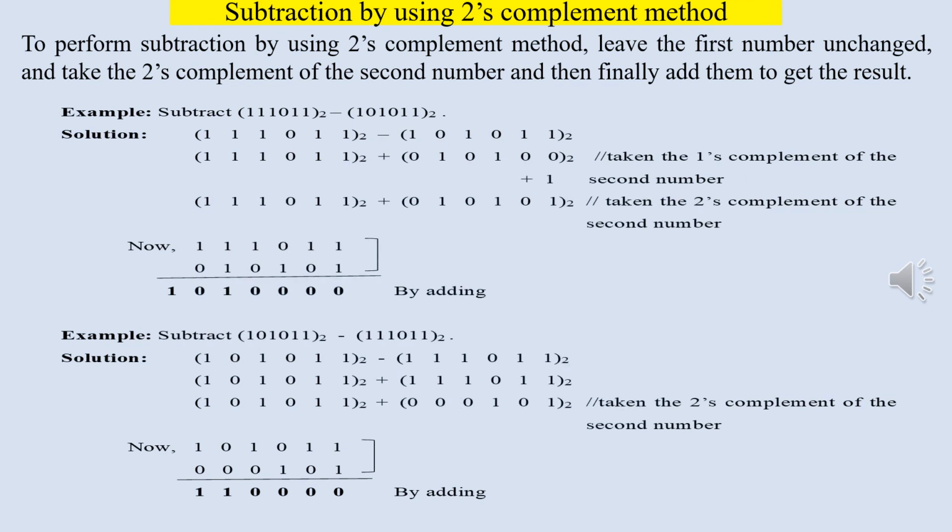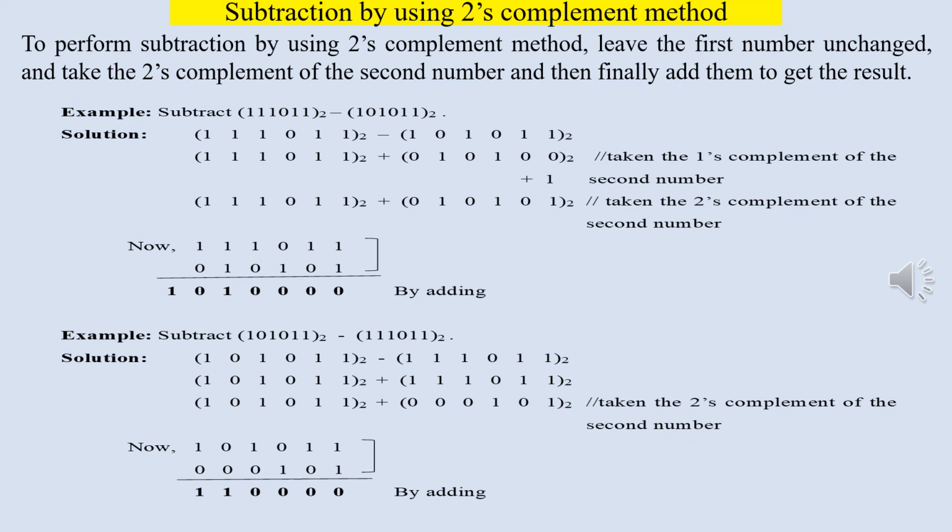Next is subtraction by using the method of 2's complement. To perform subtraction by using the 2's complement method, leave the first number unchanged and then take the 2's complement of the second number and finally add them to get the result. To explain the same, again we have taken two examples.